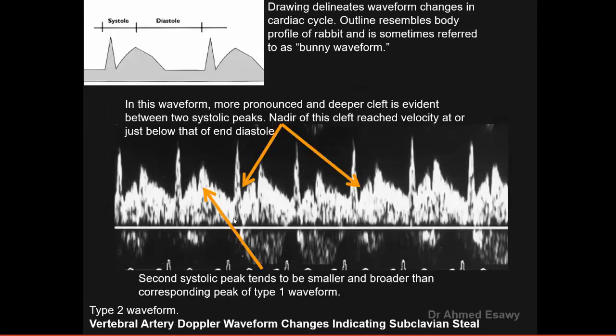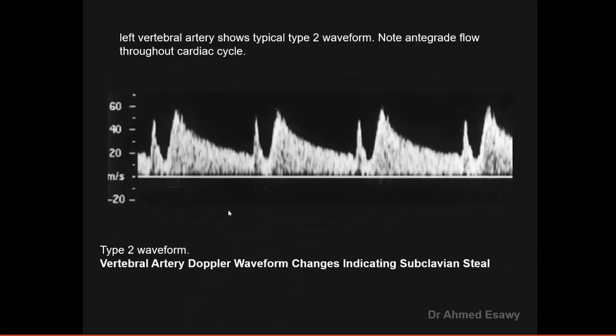Type 2 waveform, left vertebral artery, typical type 2 waveform. We found a notch deep between two systolic peaks, and flow is integrated through the cardiac cycle above baseline. This is the notch between two systolic peaks. Velocity may reach, or be similar to or below, that of end diastole. This is a vertebral artery Doppler waveform change indicating subclavian steal.